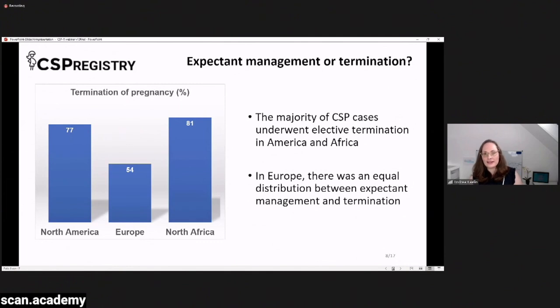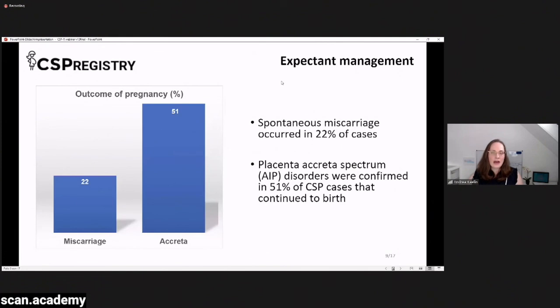As you've heard, Amar already spoke about expectant management, and Professor Timur Tric and Professor Jurkovic will speak about termination. But we can see here also in our registry data that 3/4 of women in North America and Africa are undergoing elective termination. In Europe, there appears to be an almost equal distribution between expectant management and termination. So I'm going to speak about expectant management, and especially about women that had a viable scar pregnancy.